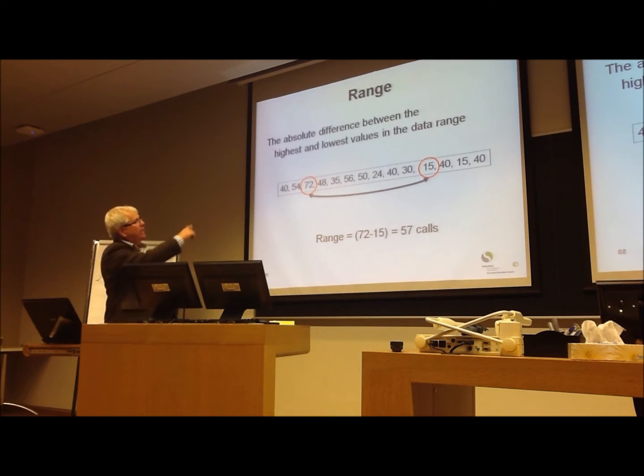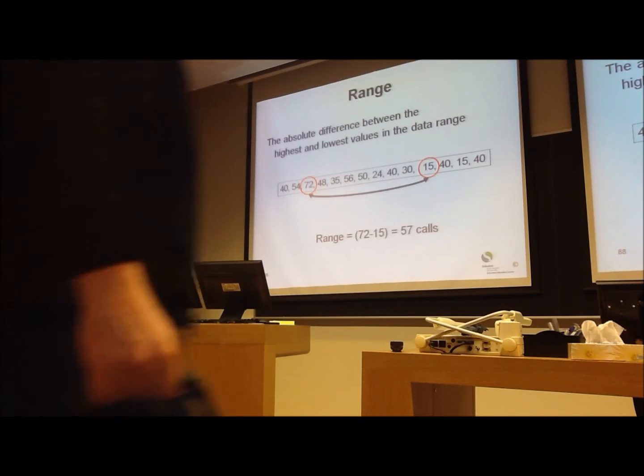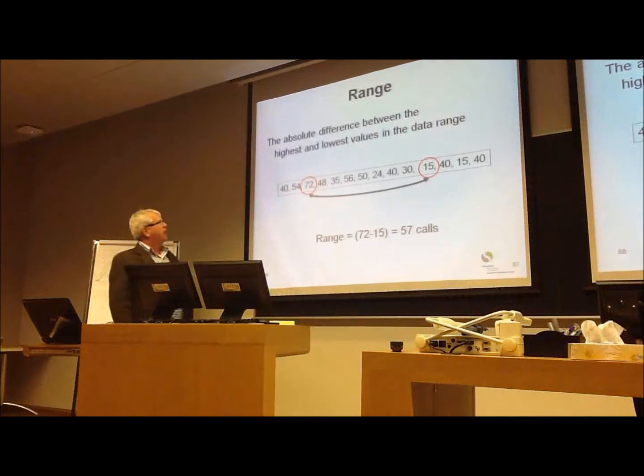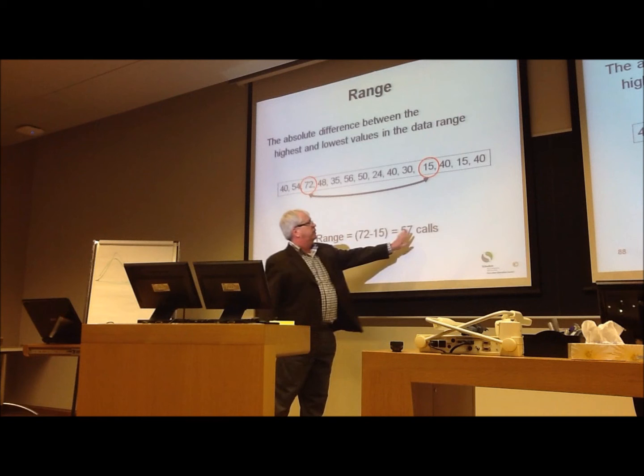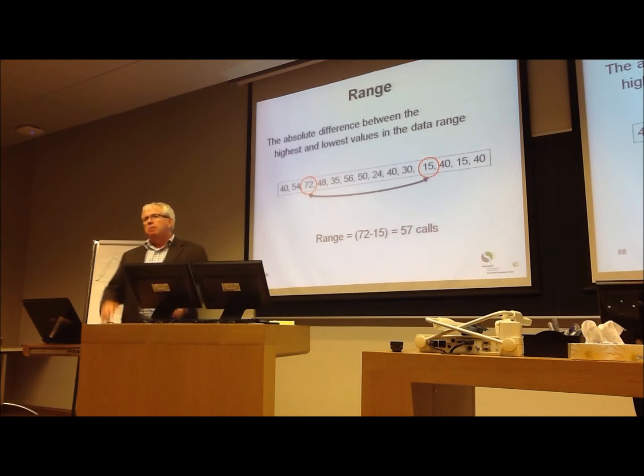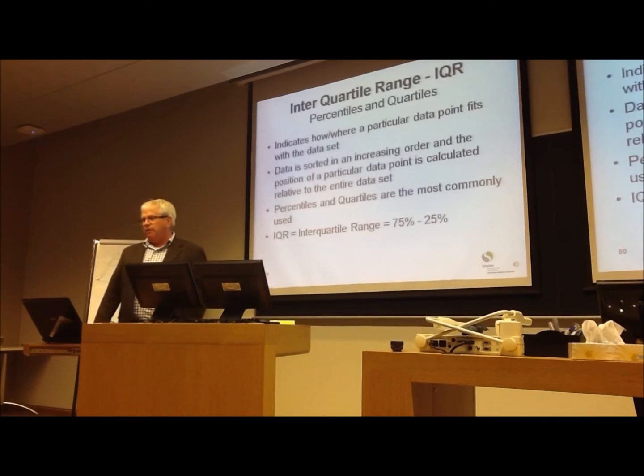Okay, so in this case, the range is very, very simple to do. We've got a lowest value of 15, a highest value of 72, so that we know that the range of incoming calls is 57, right? So that gives us a sense of variability, but it's not a really good measure for us. We want something a little bit more precise than that.